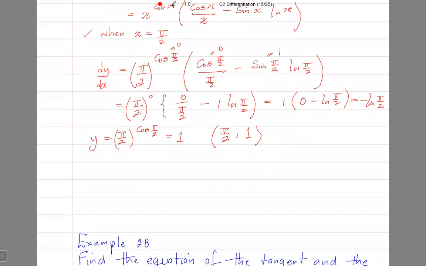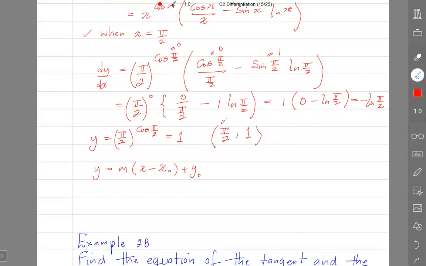Now, using the formula, y is equal to m into x minus x naught plus y naught, where this is my x naught, this is my y naught. Give me 1 second, please. And m, the gradient is, let me finish and then we can deal with the questions. M is minus ln pi by 2. Unless it is here telling me I made a mistake. Are you telling me I made a mistake?